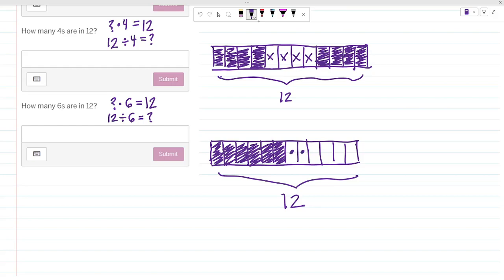1, 2, 3, 4, 5, 6. There's another group of 6. So how many 6s are in 12? How many groups of 6 do I have in 12? Well, we see here there are 2 of them. So there are 2 6s in 12.